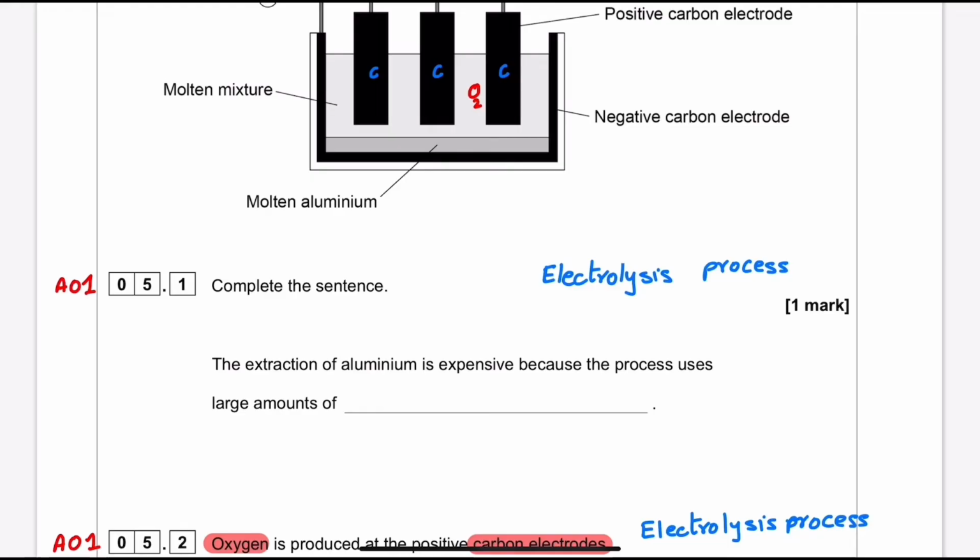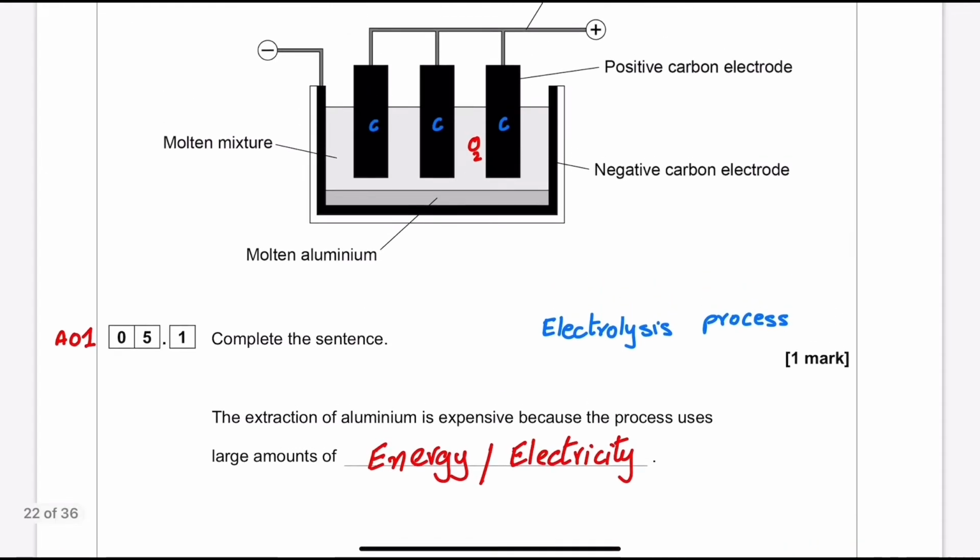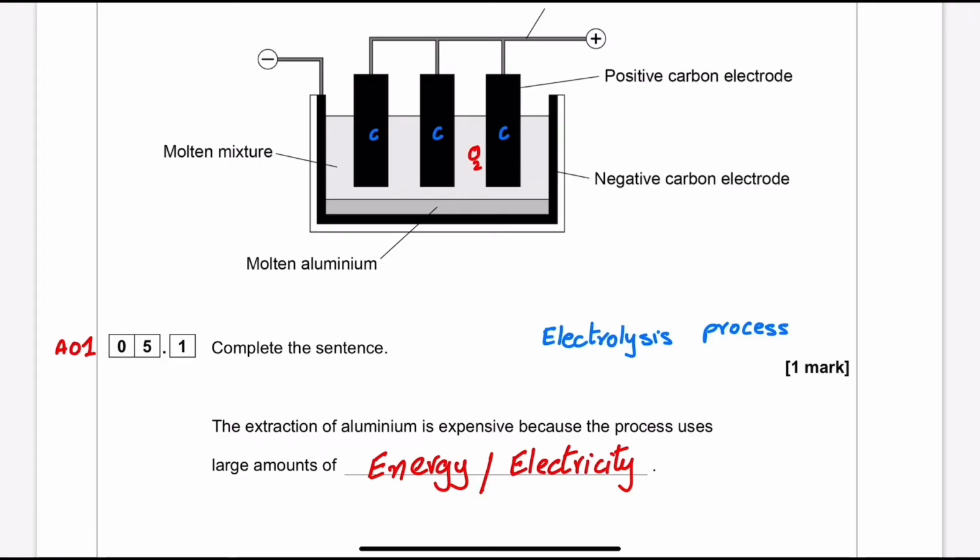5.1 is an AO1 question, and this question is from the topic of electrolysis process. Complete the sentence. The extraction of aluminium is expensive because the process uses a large amount of energy. Students can also write the word electricity. We can see here that during the process when the molten aluminium is extracted, a large amount of electric energy is required to produce aluminium from aluminium oxide.